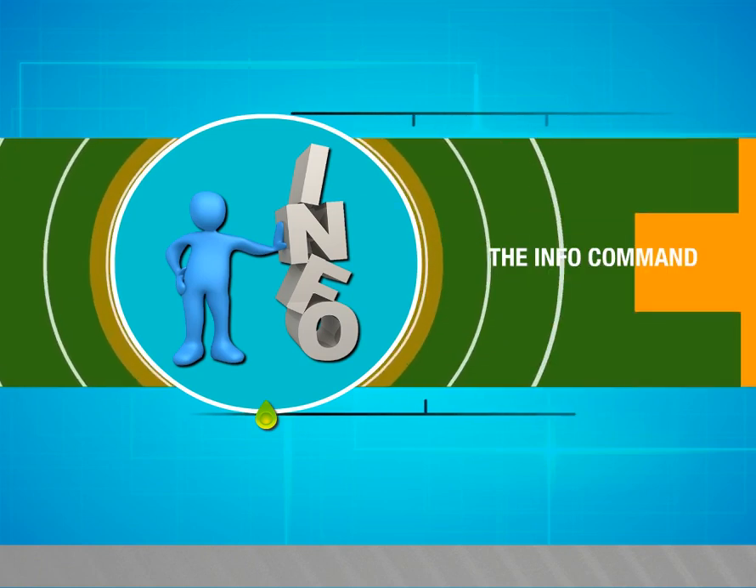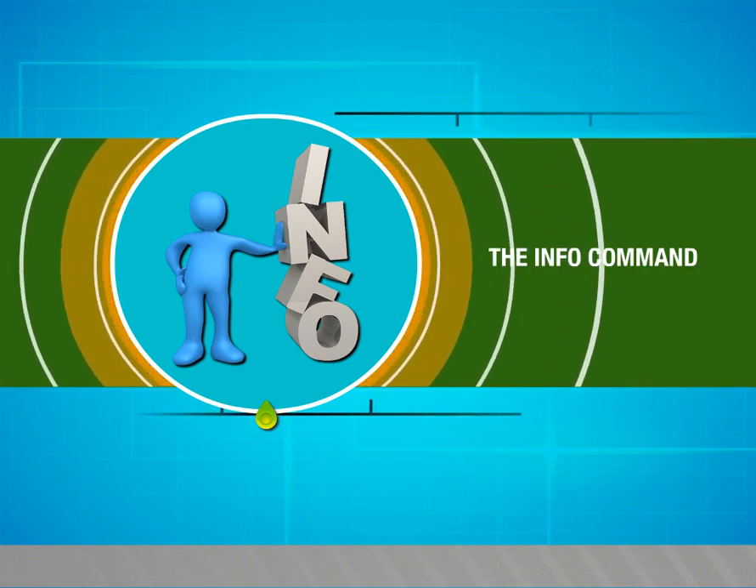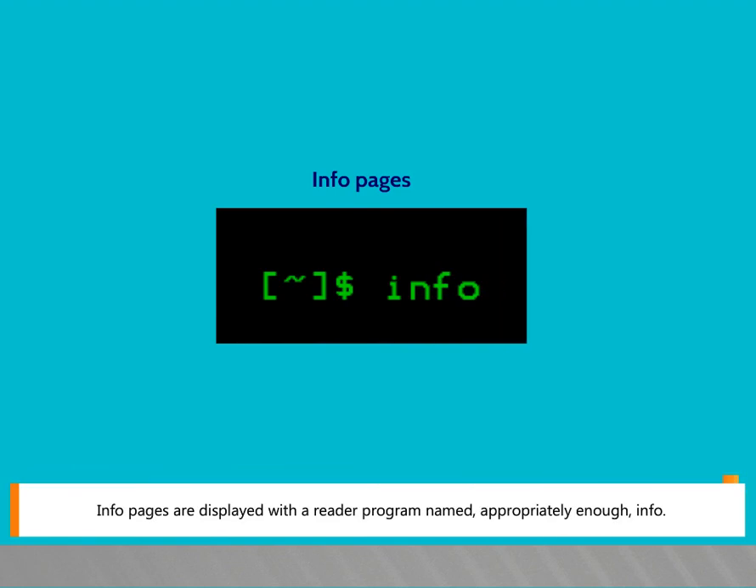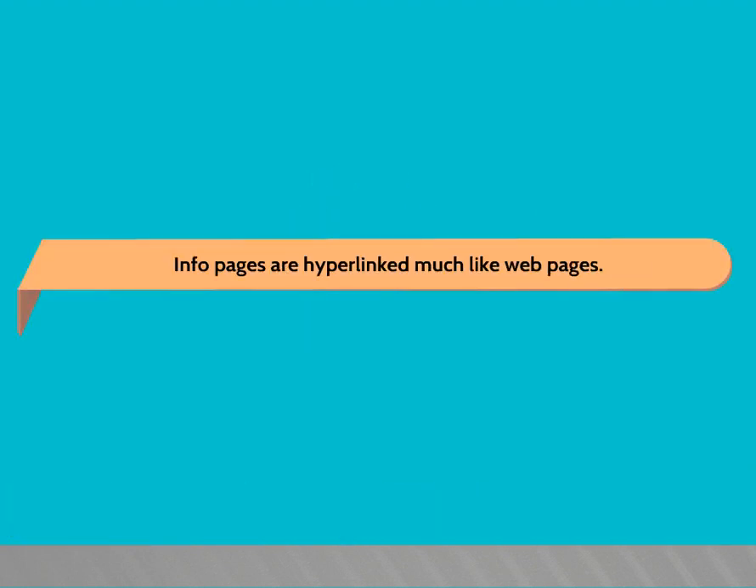The info command. In this video, we are going to see about the info command. The GNU project provides an alternative to man pages for their programs called info. Info pages are displayed with the reader program named, appropriately enough, info. Info pages are hyperlinked much like web pages. Here is a sample.